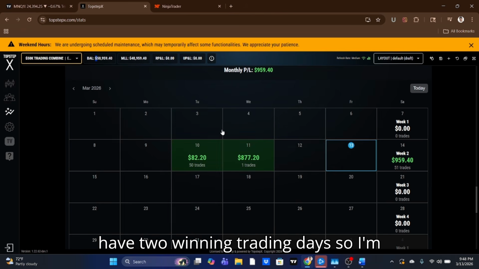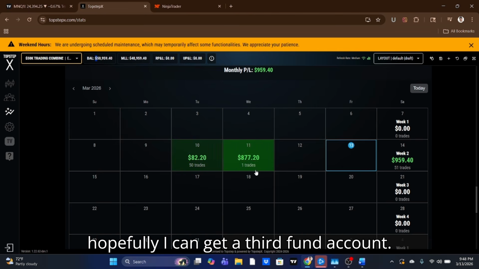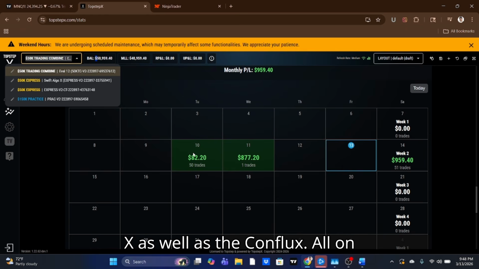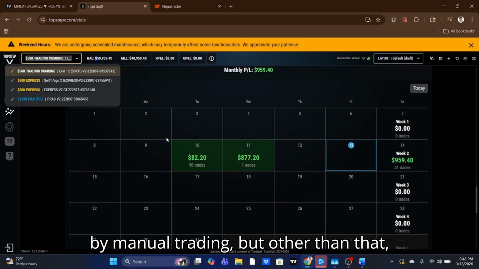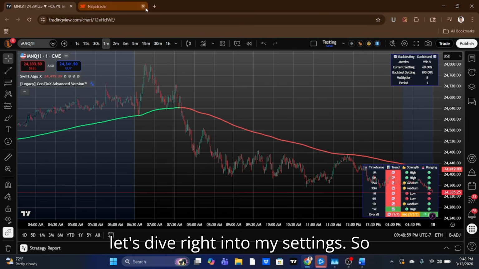And on my Eval account, so far I have 2 winning trading days, so I'm almost up $1,000 for this week. So hopefully I can get a third funded account, and all of this is done using Swift Algo X as well as the Confluence, all on automation. Okay, none of this was done by manual trading. But other than that, let's dive right into my settings.